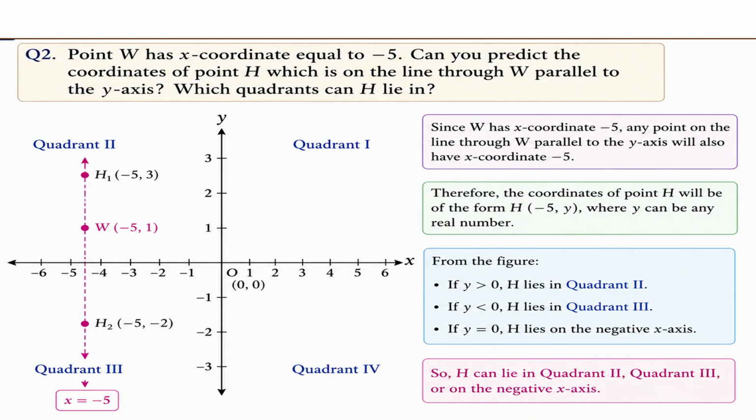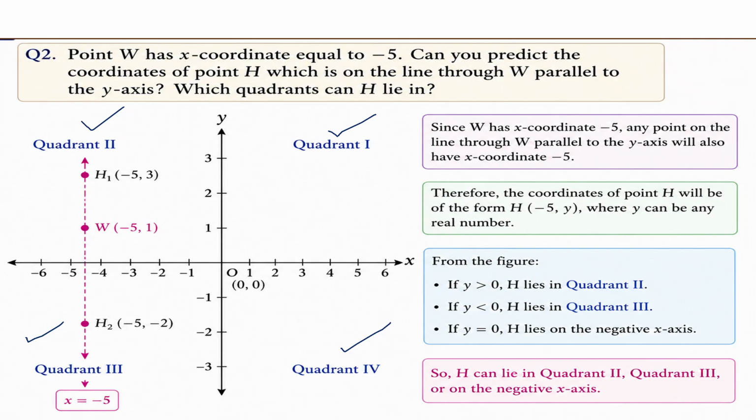Now let's understand question number 2. Point W has x coordinate equal to -5. Can you predict the coordinates of point H, which is on the line through W parallel to the y-axis? Which quadrants can H lie in? Now here, children, what exactly is given? If you look at the screen, you will find there are 4 quadrants, that is quadrant number 1, 2, 3 and 4. So these are termed as quadrants.